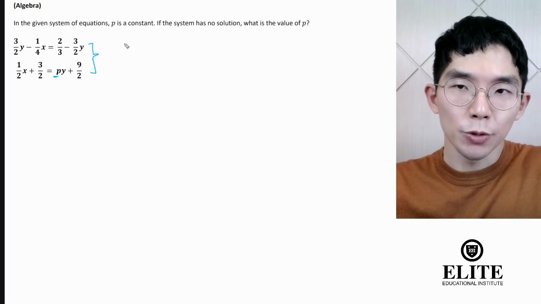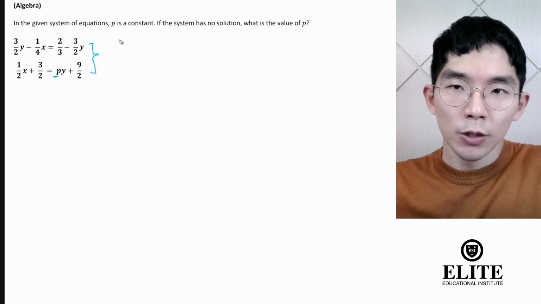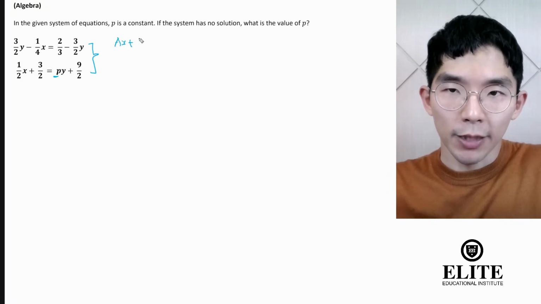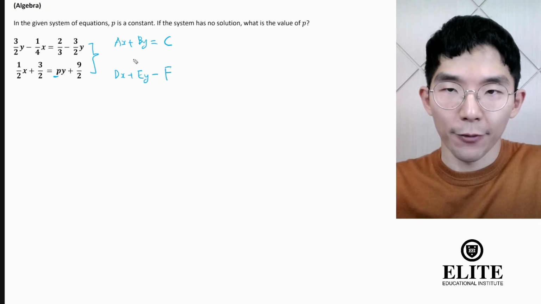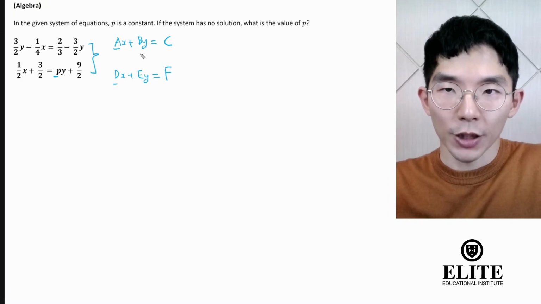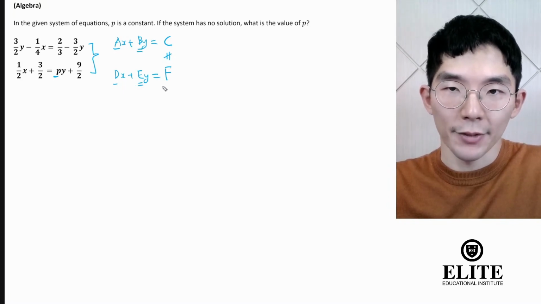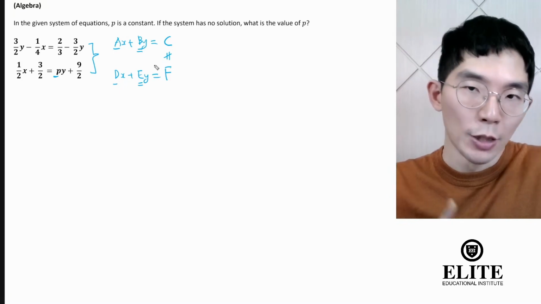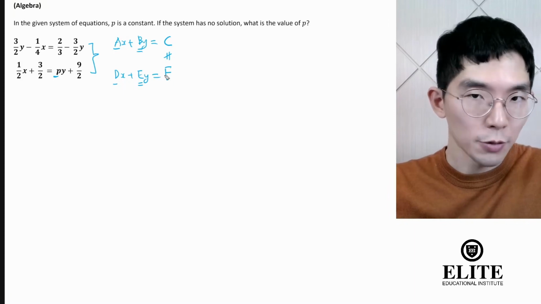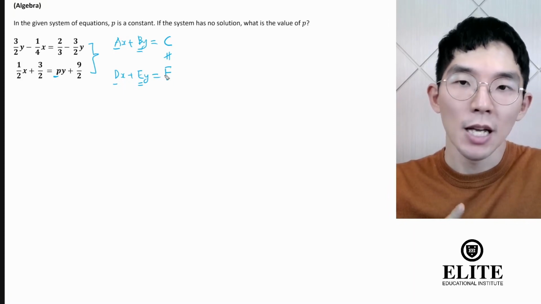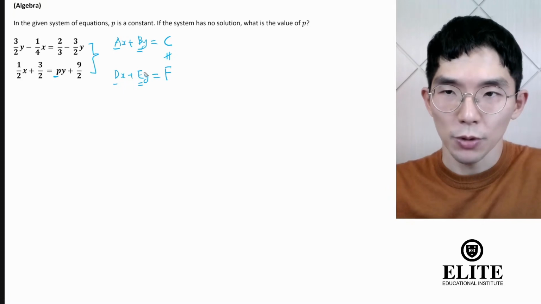One way to do this is to make it so that each equation is expressed as ax plus by is equal to c, and dx plus ey is equal to f, and then match the coefficients for x and match the coefficients for y, but make it so that c and f are not equal. Therefore, we have two parallel lines. And if we have two parallel lines, that means there's not going to be any intersection, which means there's going to be no solution. So let's start by doing that.